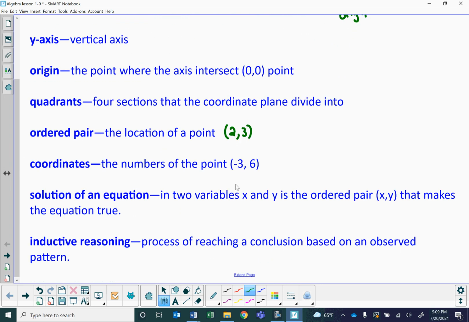A solution of an equation in two variables x and y is the ordered pair (x, y) that makes the equation true. And inductive reasoning is the process of reaching a conclusion based upon an observed pattern. It's different from deductive reasoning because inductive reasoning is based on observation. Deductive reasoning is based on rules and things that you can establish and show are true or false.